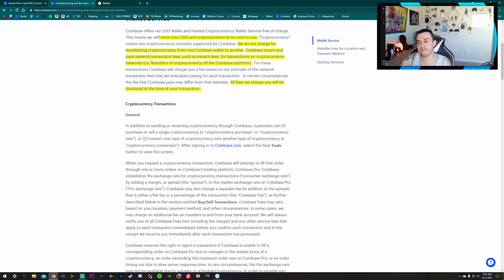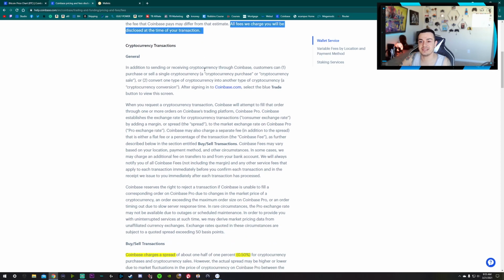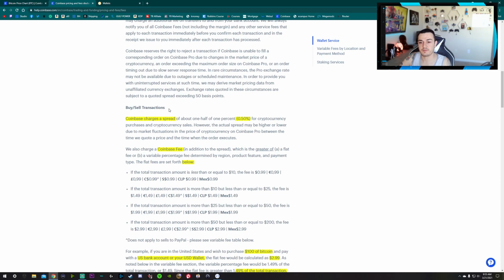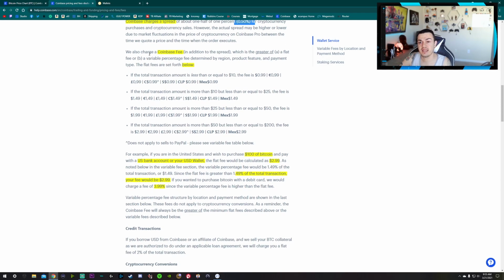Coinbase incurs and pays network transaction fees, such as miner fees, for transactions on crypto networks, transfers of crypto off the Coinbase platform. So when you go to transfer to US dollars to get your cash, all fees will be charged. All fees charged will be disclosed at the time of your transaction. We charge a spread of about 0.5% of your total transaction. So that's where that extra 25 cents is coming from. And we also charge a fee in addition to the spread. And the fees are down here.